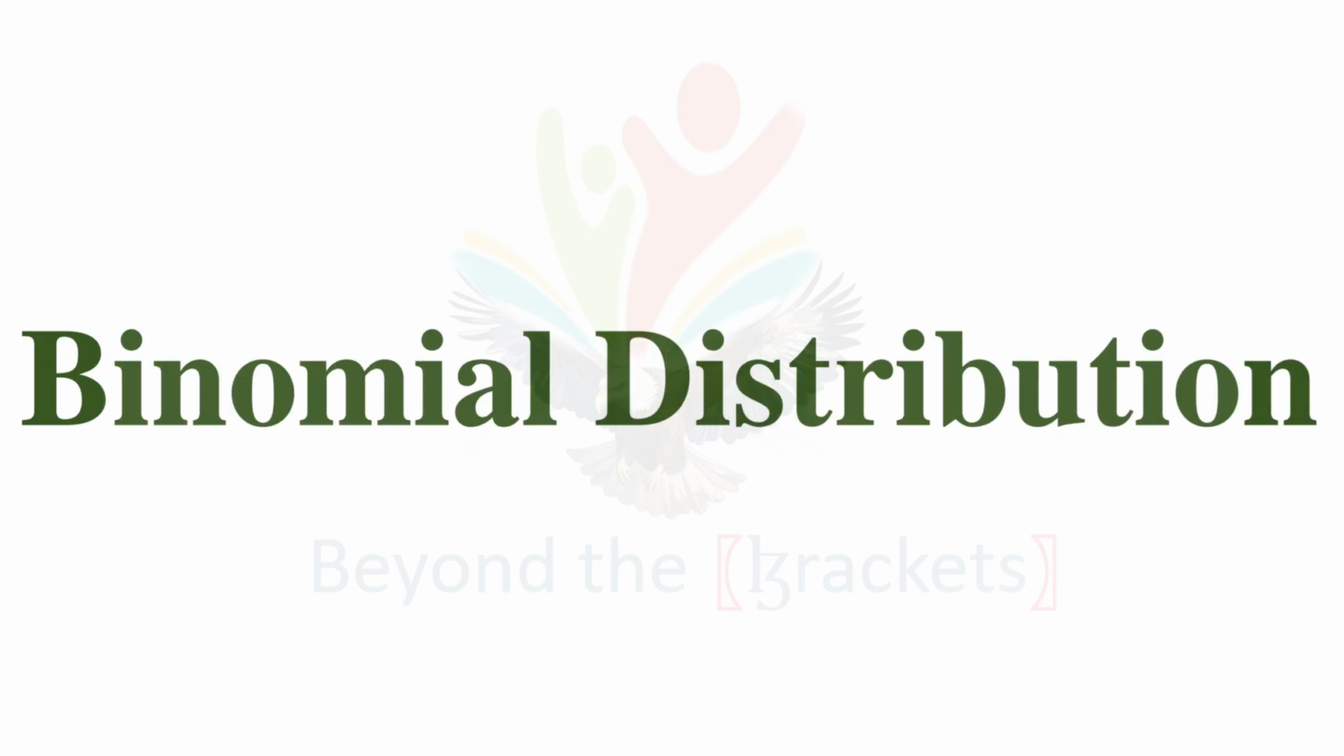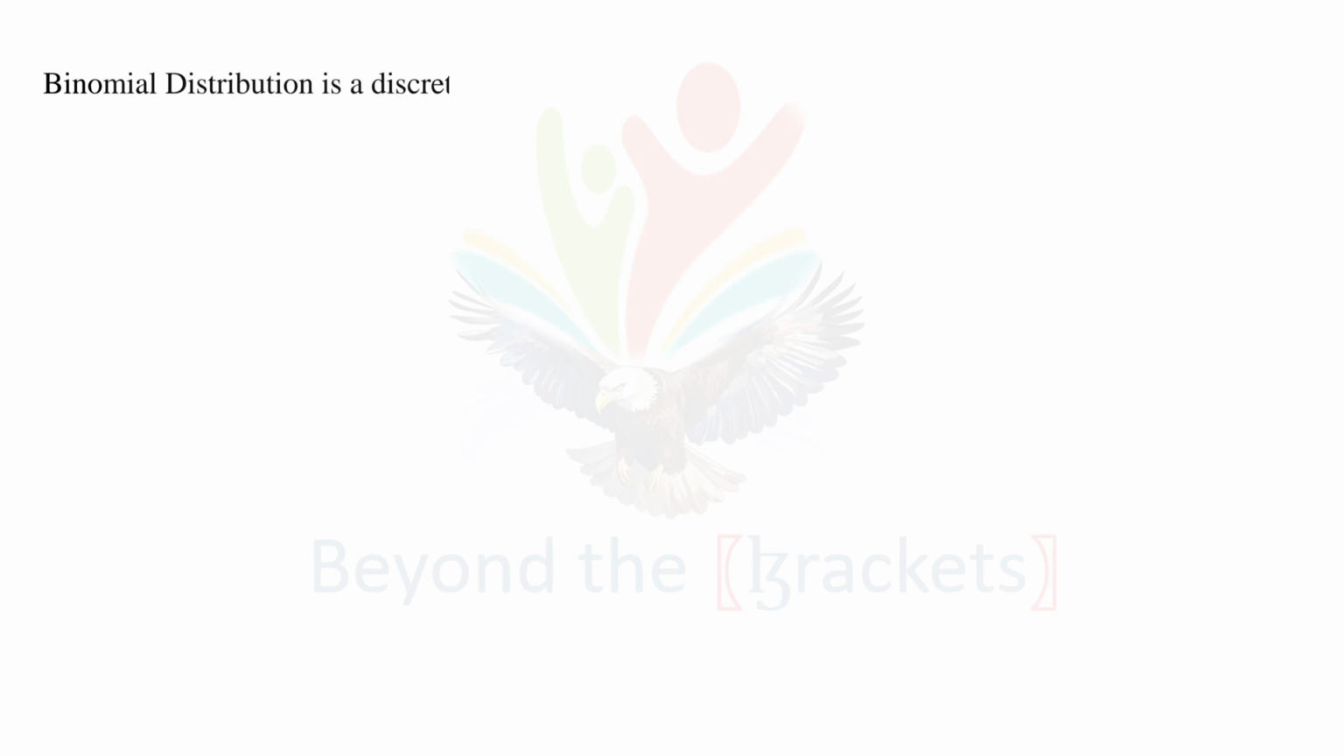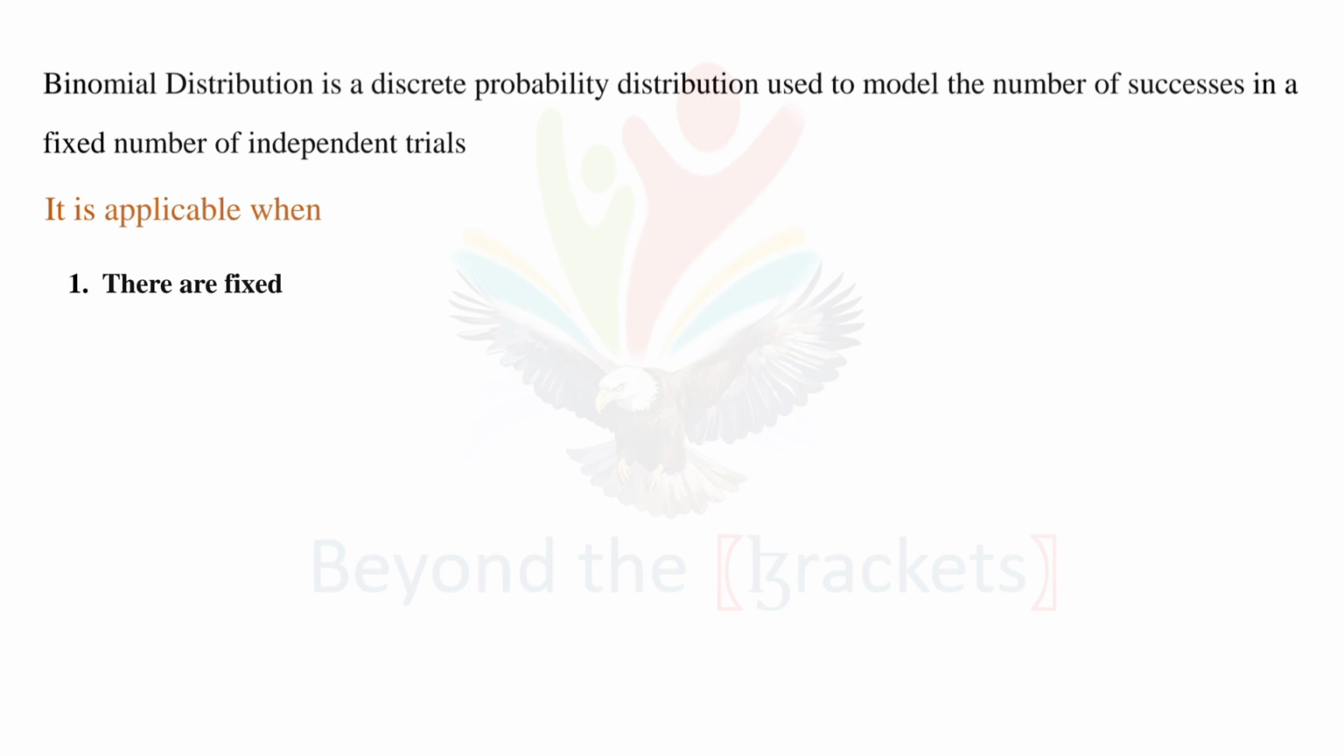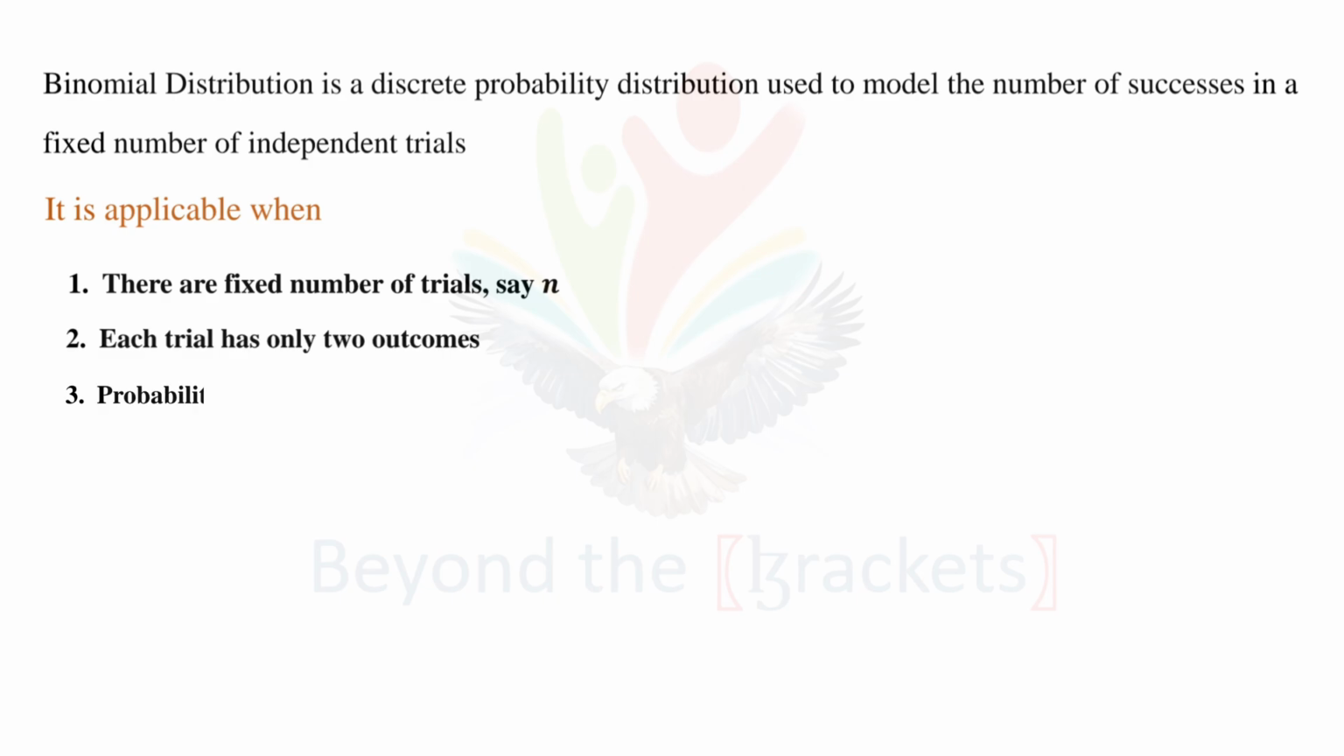In this video, we'll learn about binomial distribution. Binomial distribution is a discrete probability distribution used to model the number of successes in a fixed number of independent trials. It is applicable when there is a fixed number of trials, each trial has only two outcomes, the probability of success remains constant in every trial, and all trials are independent of each other.